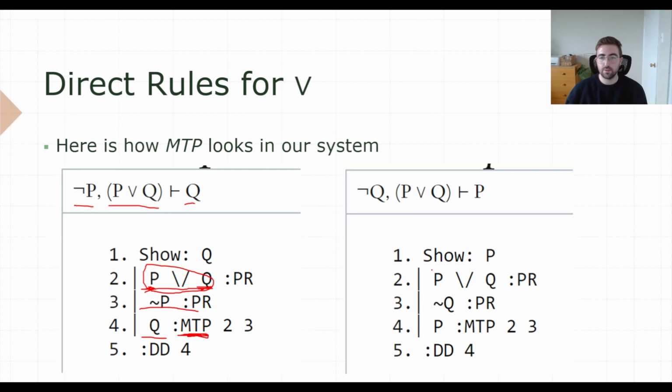Yeah, and you can do it the other way as well. If you have P or Q, you have not Q, well, with modus tollendo ponens on lines 2 and 3, you can get P, right? Okay. So that's our first rule for the or symbol. It's modus tollendo ponens. That's where we get rid of an or symbol by negating one of its sides and then getting the other side for free.